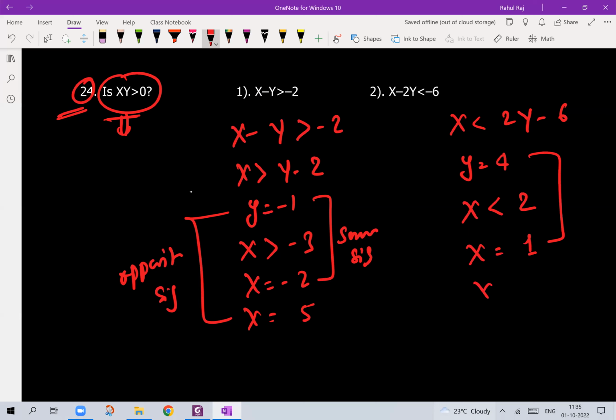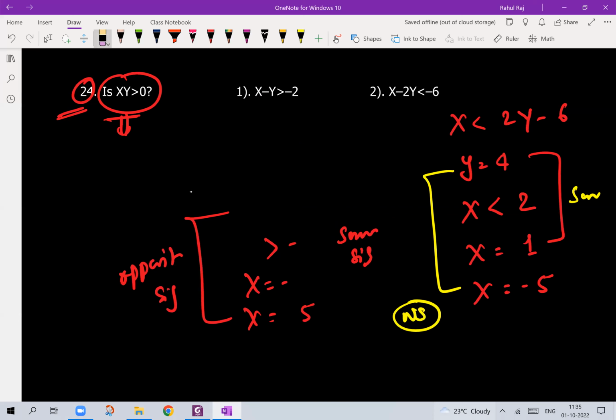X and y are of same sign. If x is less than 2, it could be minus 5 also. X and y are of opposite sign. So this is same sign, this is opposite sign, not sufficient. It's a straightforward equation. Nothing to think at all, I'm trying to say to you. Absolutely straightforward. So this is not sufficient.